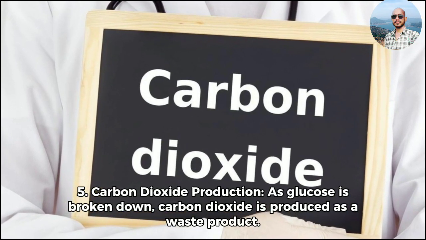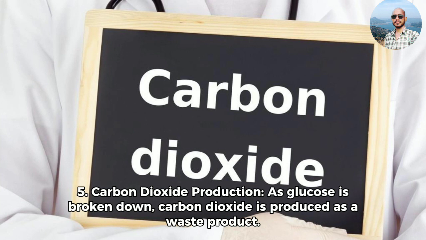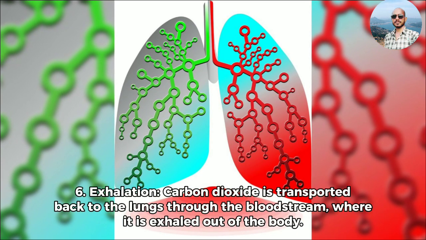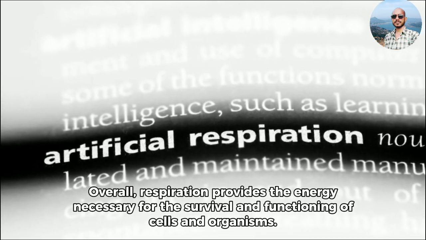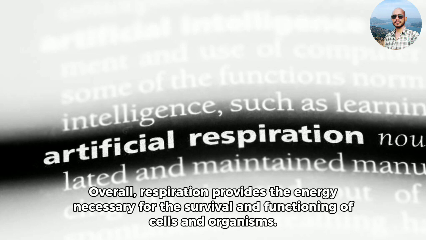5. Carbon dioxide production. As glucose is broken down, carbon dioxide is produced as a waste product. 6. Exhalation. Carbon dioxide is transported back to the lungs through the bloodstream, where it is exhaled out of the body. Overall, respiration provides the energy necessary for the survival and functioning of cells and organisms.